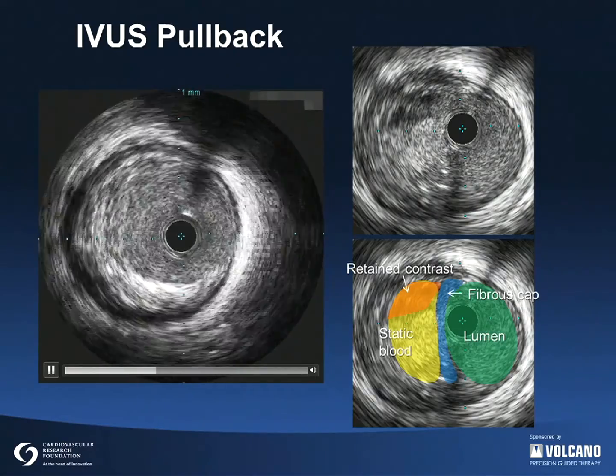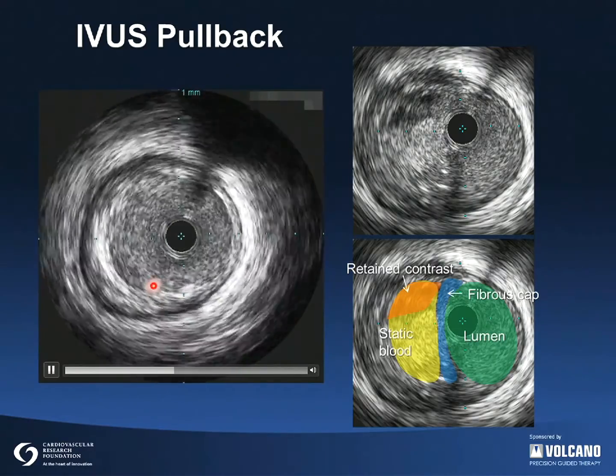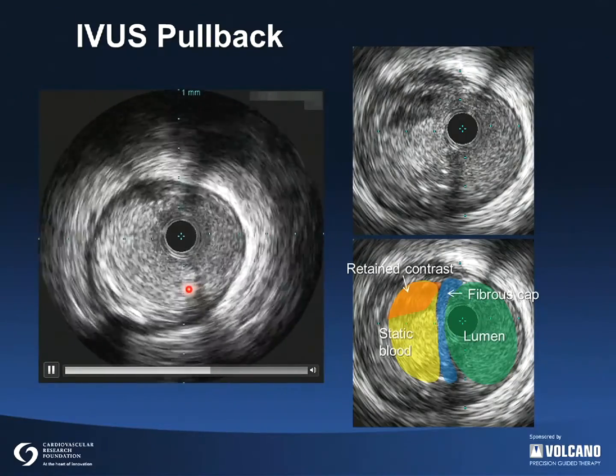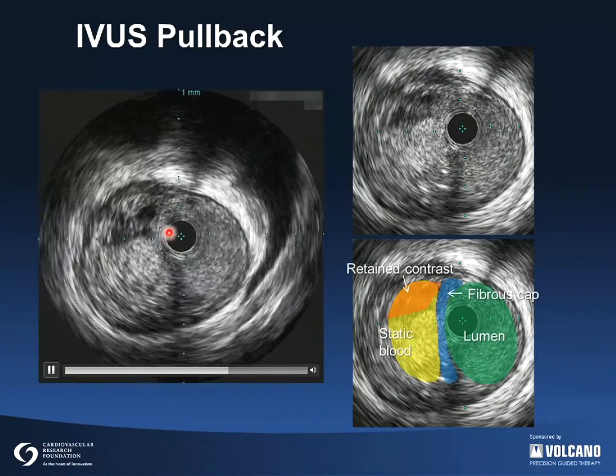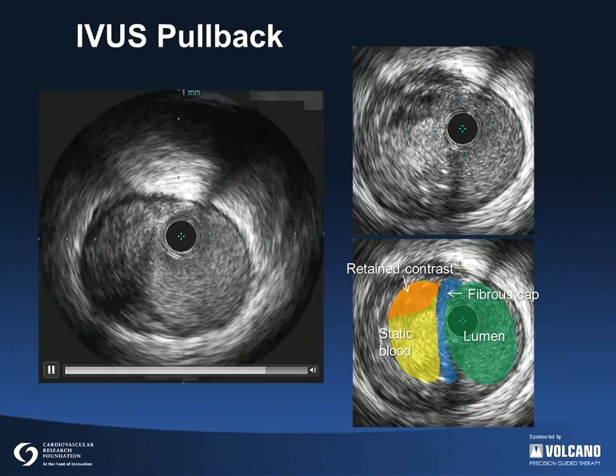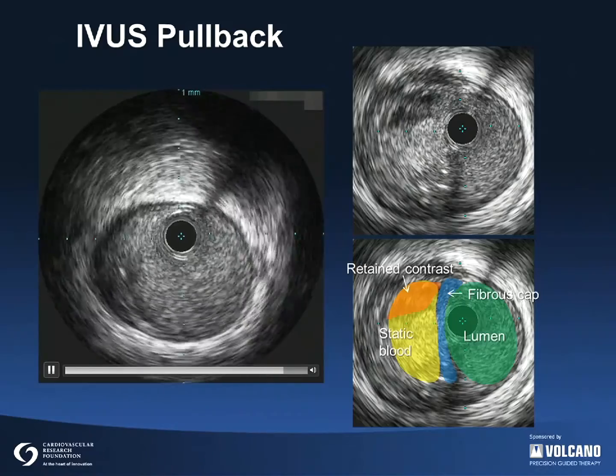There is a cavity inside of the plaque with hyperechoic static blood and hypoechoic retained contrast inside the cavity, and a residual fibrous cap separates the cavity from the true lumen. These are illustrated in the still images on the right.